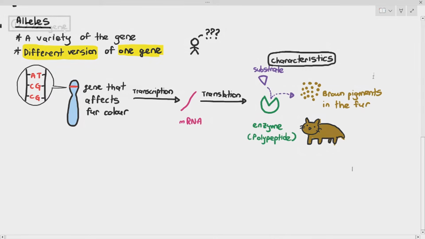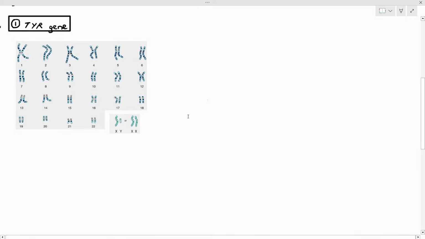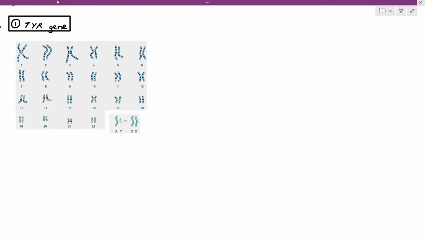Now, the first gene that we are going to be talking about is something known as the TYR gene. So what exactly is the TYR gene all about? Now, the TYR gene exists in a lot of organisms, and it also exists in humans as well. So where exactly is the TYR gene located?